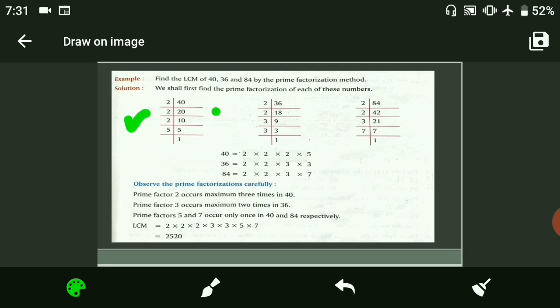Then you have to see in which table 10 comes. It comes in the 2 table. You write 2 here and 5 you will write down of 10. Clear? Because 2 5s are 10. Now you have to see where 5 comes. 5 comes in the 5 table at 1s. So you will write 5 over here and 1 down. Clear? Now you have to stop, because when the quotient comes 1, we have to stop there.